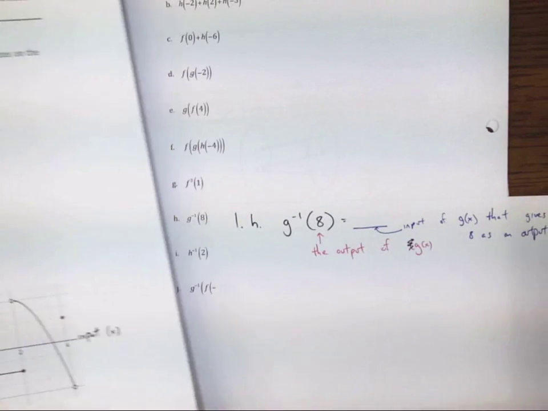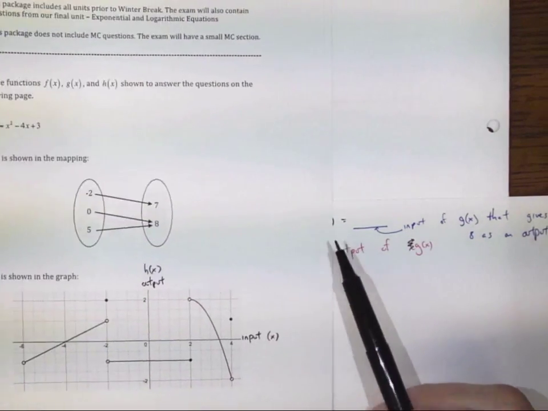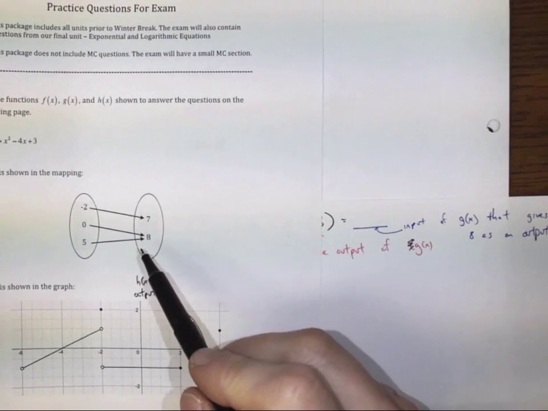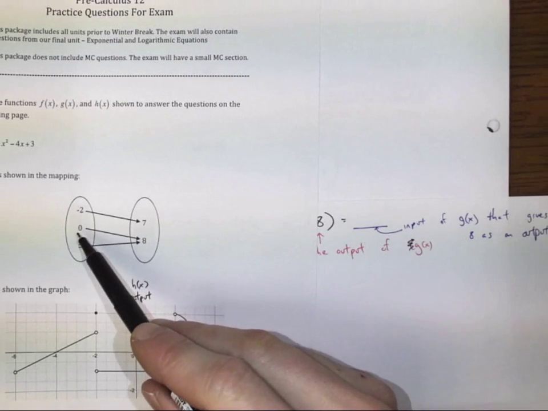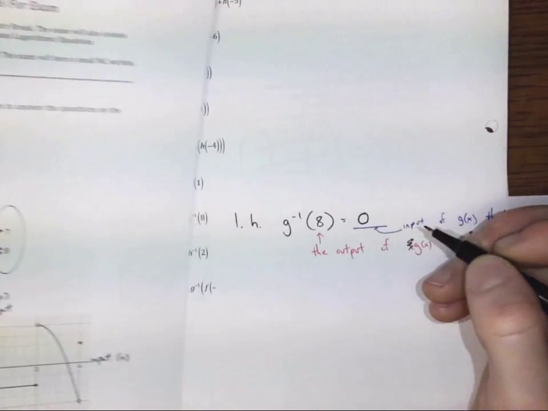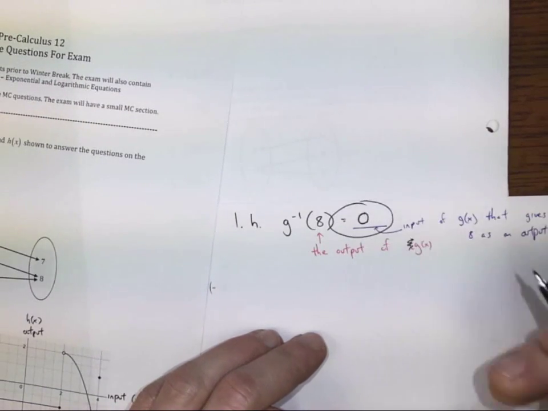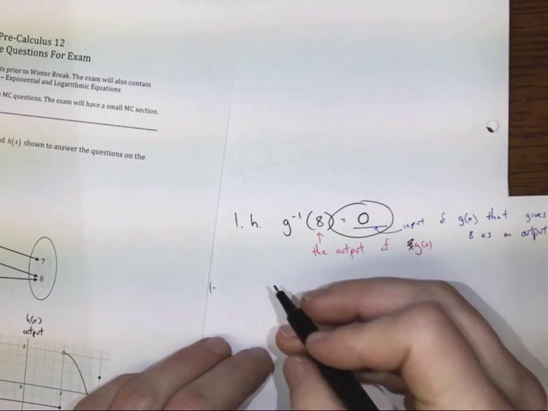So let's just check here. We kind of read this g function backwards. We're told the output is 8. What input gives us the output of 8? It's 0. So there's our answer there, 0.